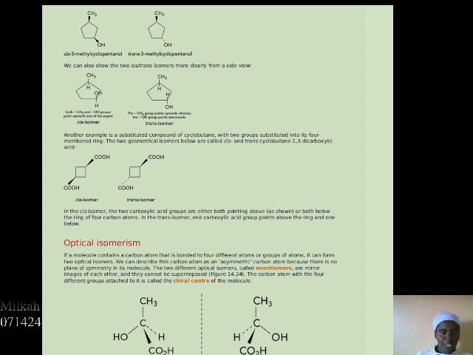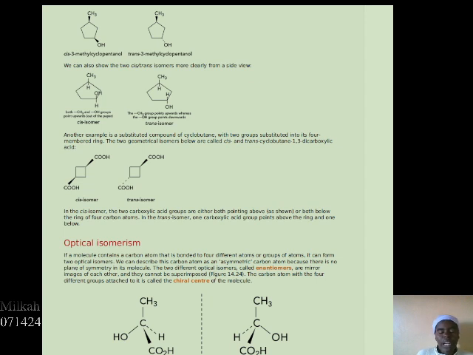The other type of isomerism is optical isomerism. In this one, if a molecule has a carbon atom that is bonded to 4 different groups of atoms, then it can form 2 optical isomers, and therefore we can describe it as an asymmetric carbon. Because there is no plane of symmetry in this molecule, if you have 2 such different isomers, they are called enantiomers, and they are normally mirror images of each other.